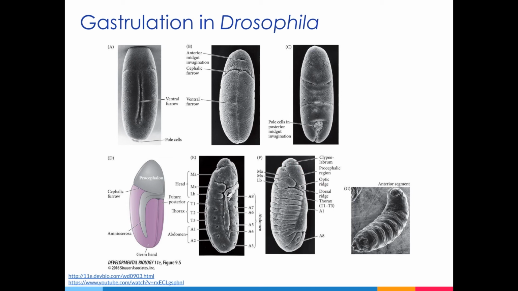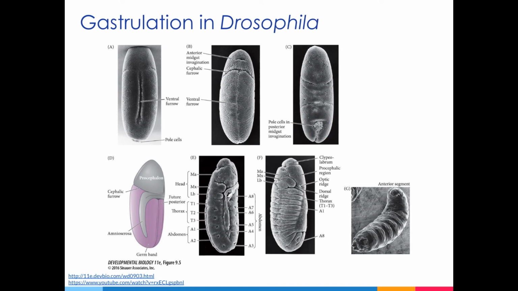One of the first events to occur is the invagination of the mesoderm, and this happens at what eventually becomes the ventral side of the embryo. So this invagination is known as the ventral furrow. In addition to the invagination of the mesoderm, the endoderm also invaginates both anteriorly and posteriorly. In the posterior, the pole cells, the ones that will become the gametes, also invaginate along with the endoderm.